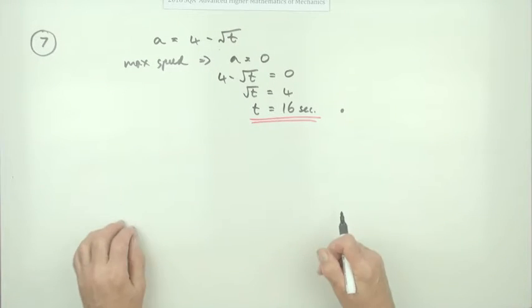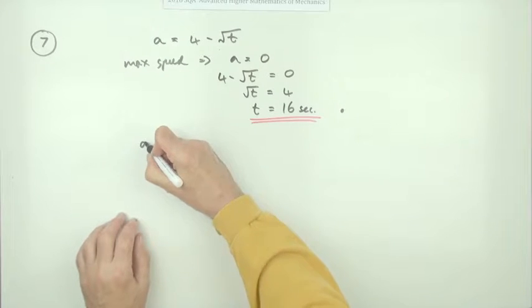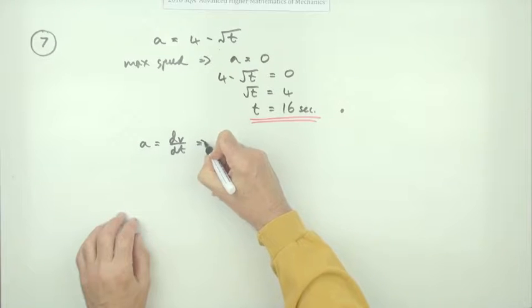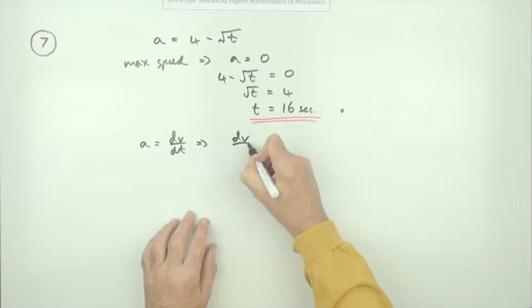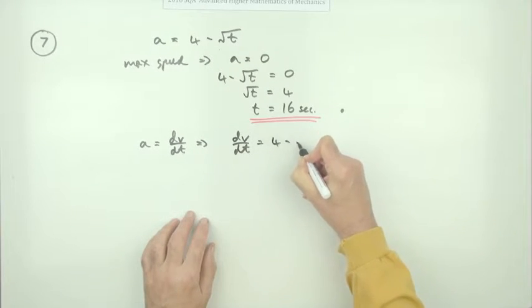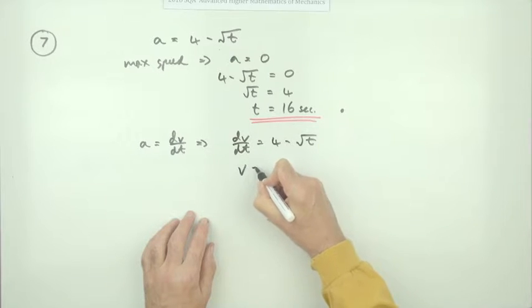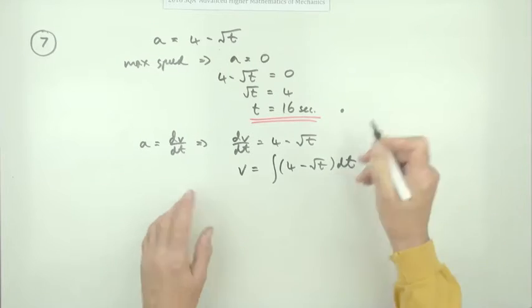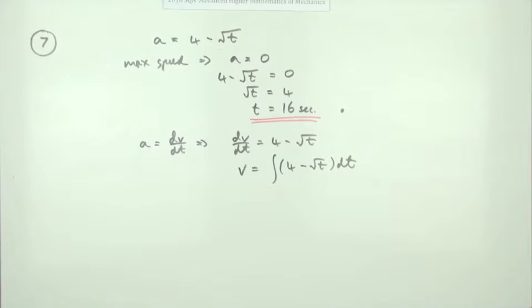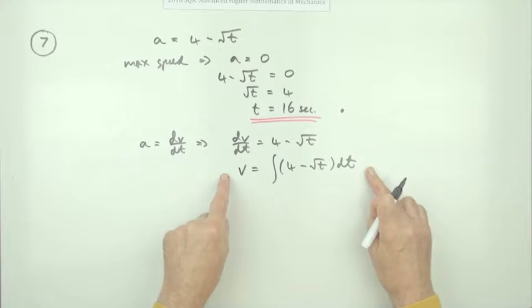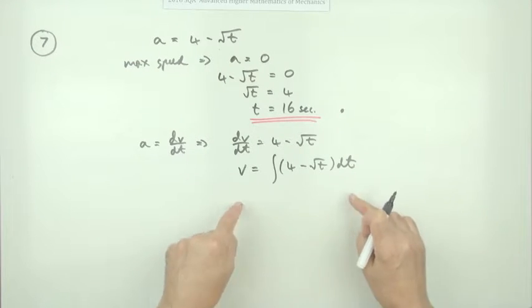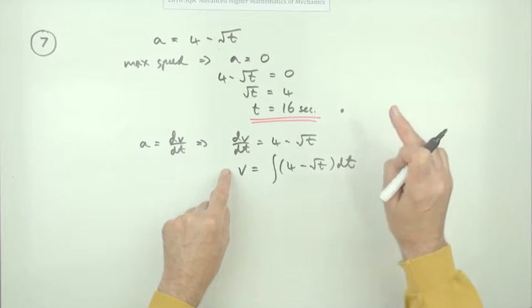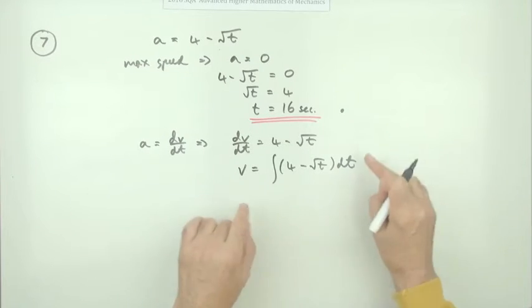Now, what is the maximum speed? Well, a equals dv by dt, which means dv by dt is 4 minus root t. So v will be the integral of 4 minus root t dt. And now you've got a choice of 2 ways of doing this. You can either integrate that to get the formula for speed and then put the time into it, or you could integrate it over the time interval. I'll do it the indefinite way first of all.